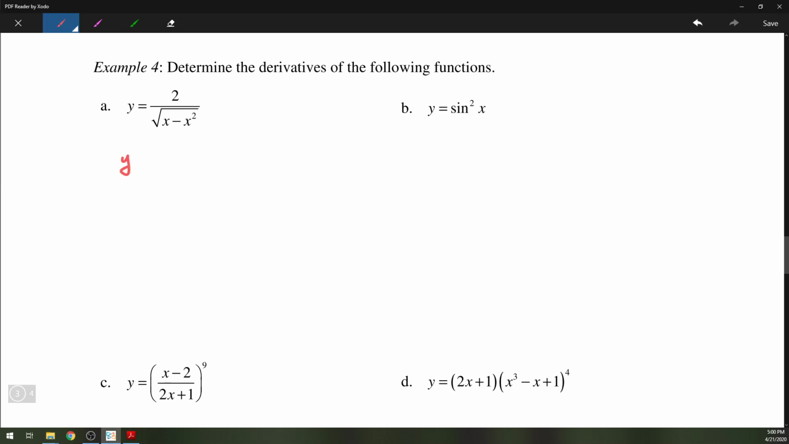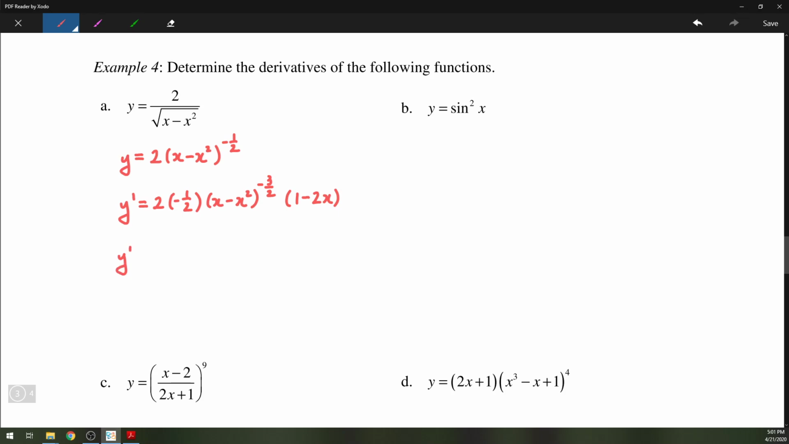You can rewrite this as y equals 2 times x minus x squared, to the negative 1/2 power. That way you don't have to use the quotient rule, you can just use the chain rule once. So the derivative then will be 2 times negative 1/2, and then x minus x squared to the negative 3/2, because you subtract 1. And then the derivative of the inner function will be 1 minus 2x. And afterwards, you just multiply everything out and put it all back together.